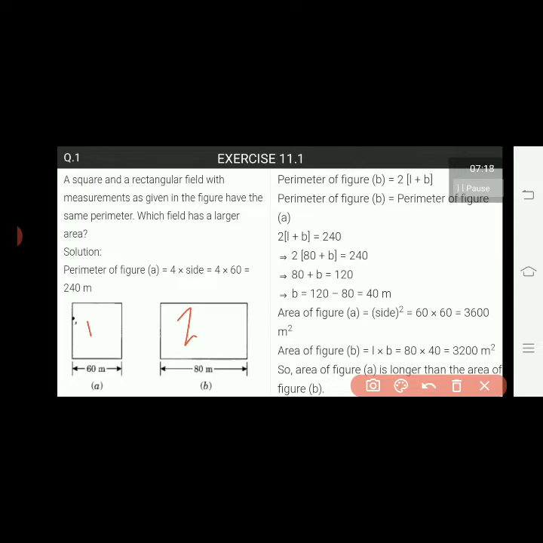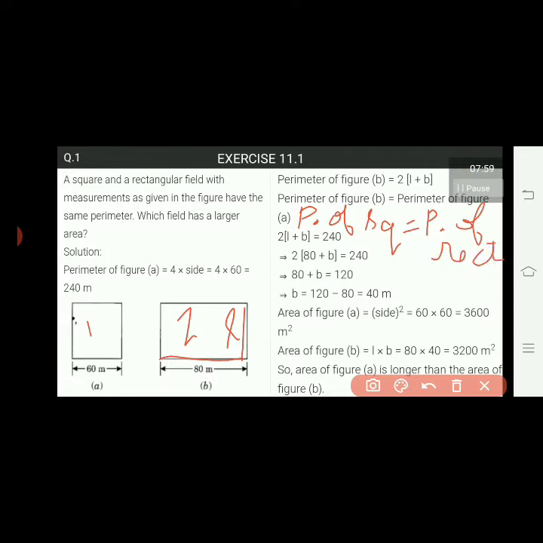So for the perimeter, if you will observe figure A, it is a square. It looks like a square, it is a square. So in a square all sides are equal, so you can calculate the perimeter of a square easily, 4 into side. But here you can see the rectangle. Here only the breadth of the rectangle is given, they have not given the length of the rectangle. But one information they are saying, that the perimeter of the square is equal to the perimeter of the rectangle.